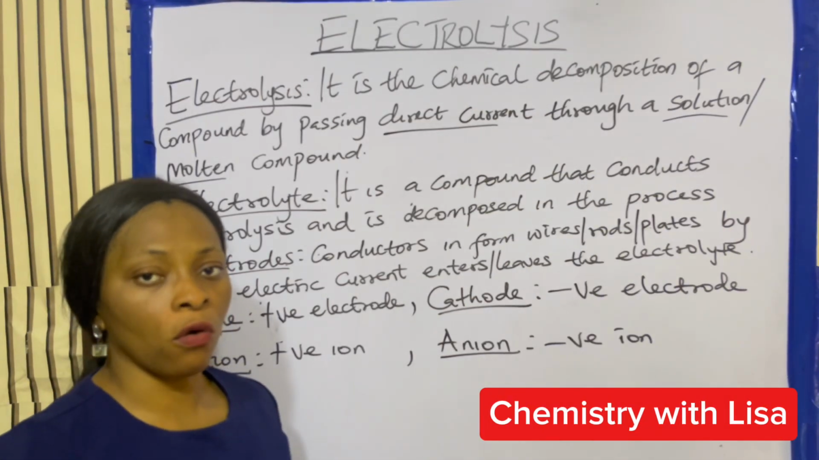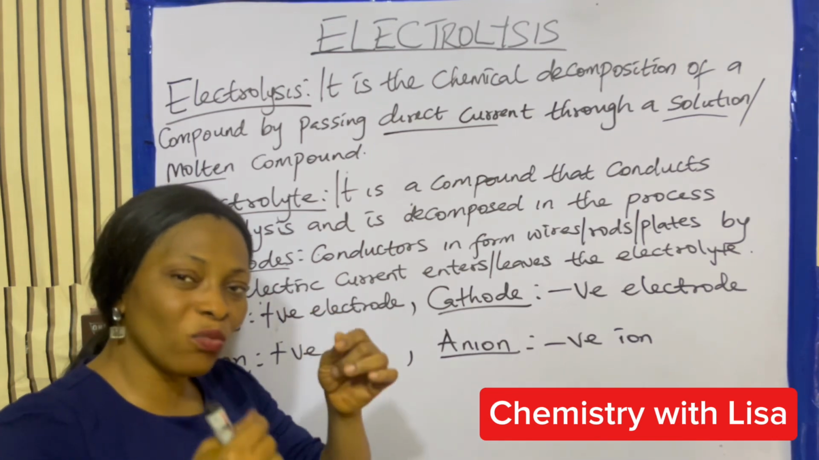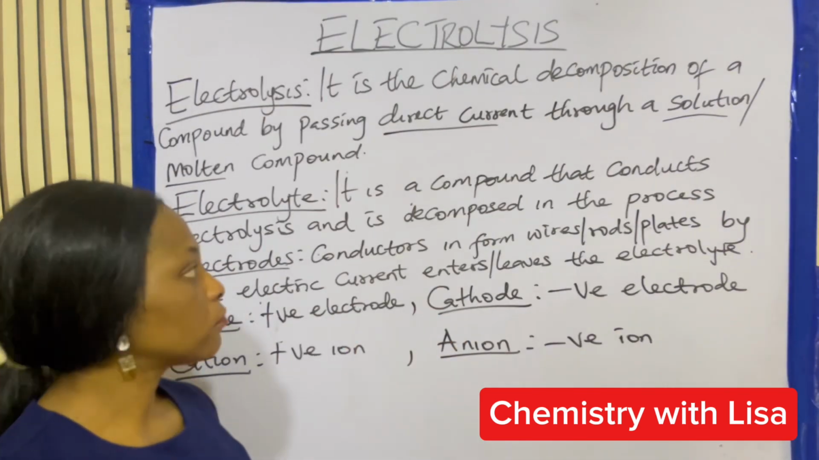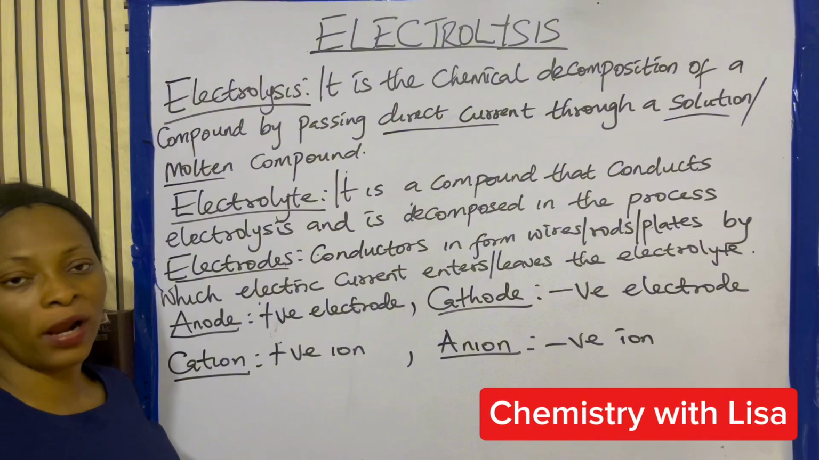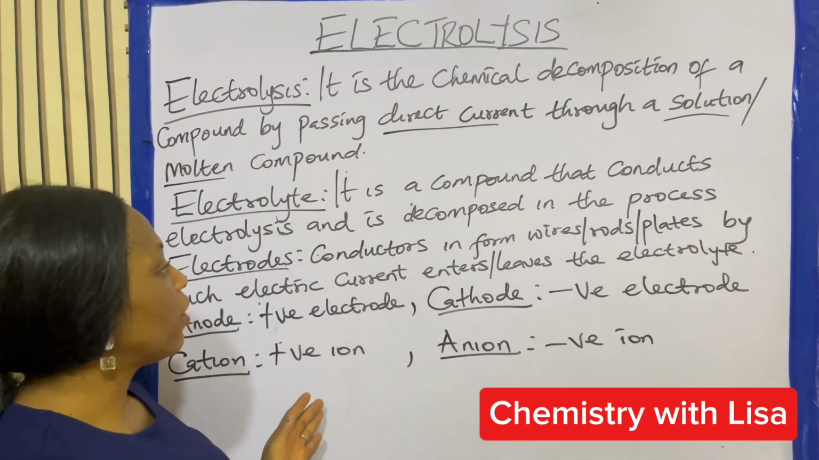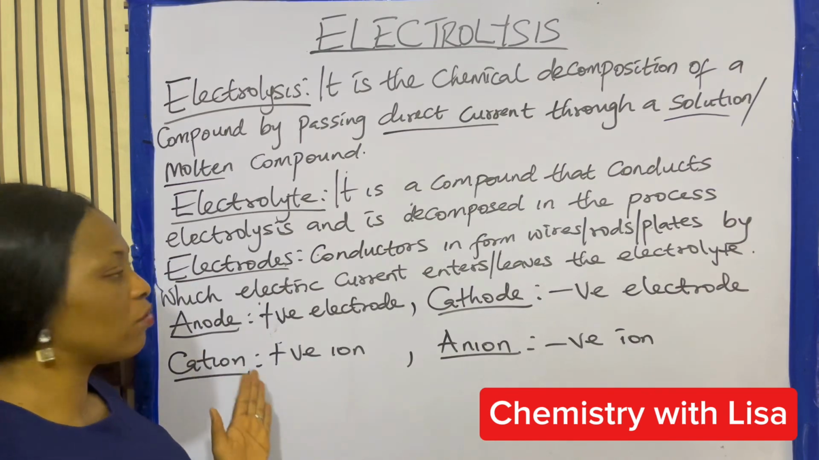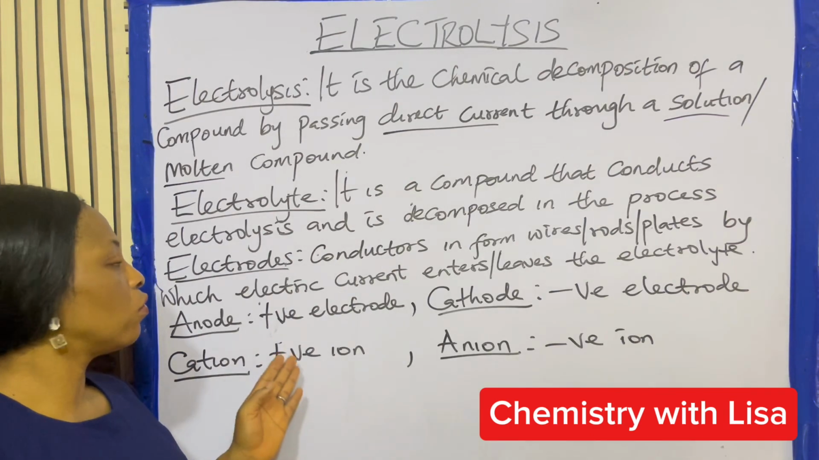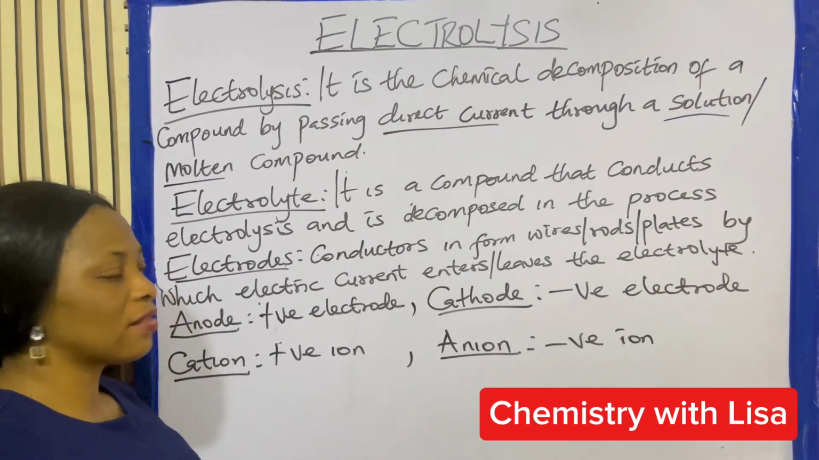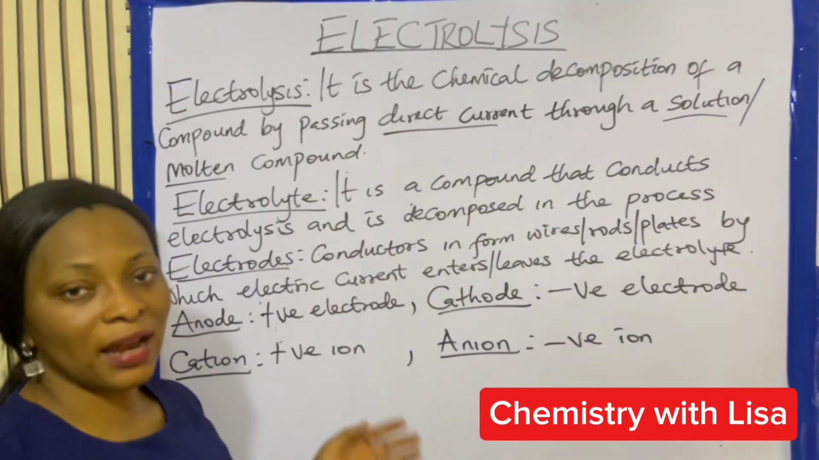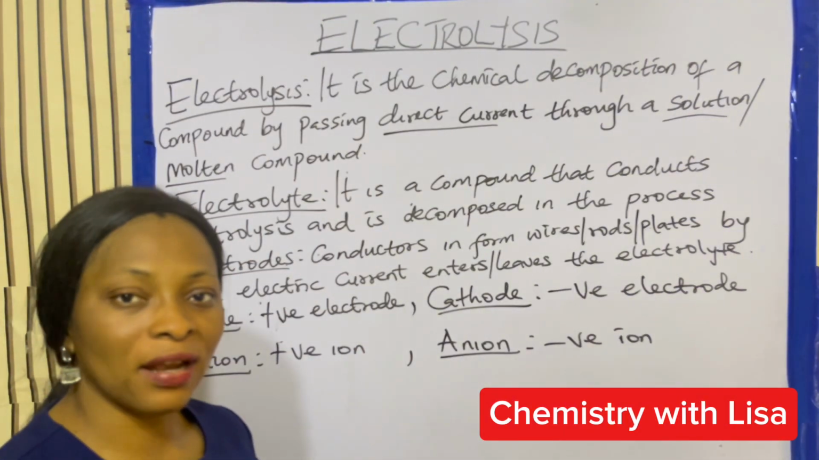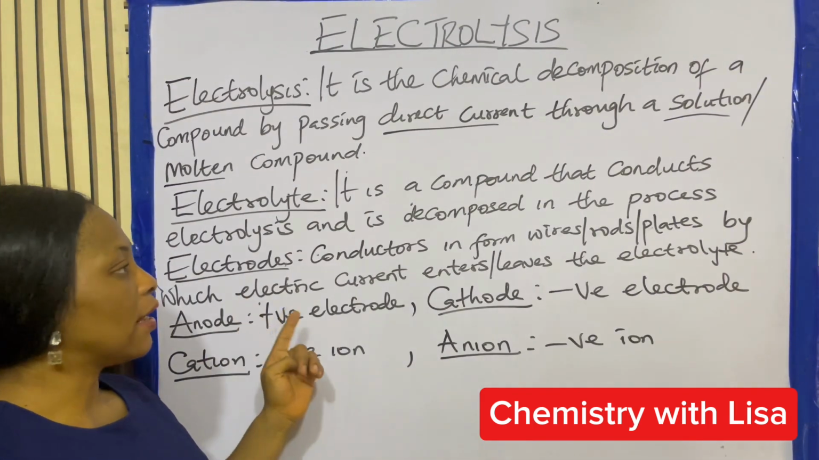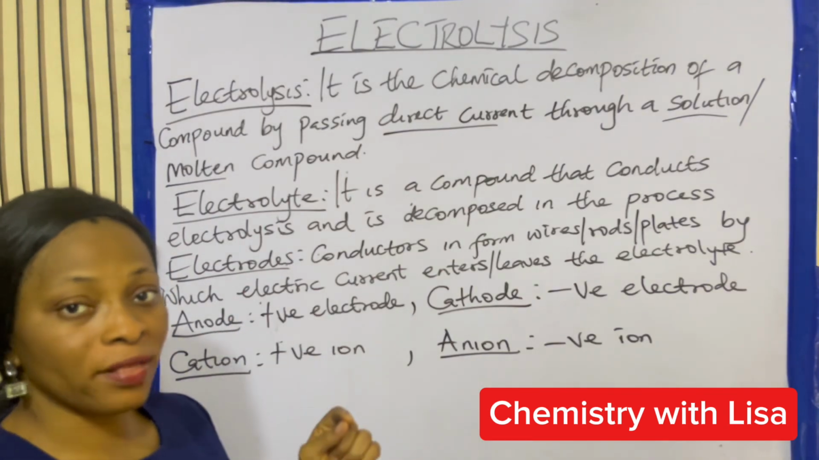For electrolysis to occur, the electrolyte must be in a liquid state or semi-liquid, so either solution or molten. Okay, now we look at electrolytes. What is an electrolyte? An electrolyte is a compound that conducts electricity and is decomposed in the process. Remember, an electrolyte must be in solution or molten form.